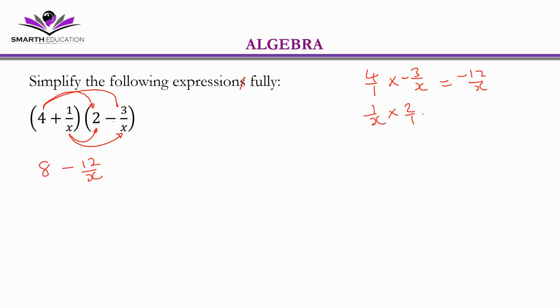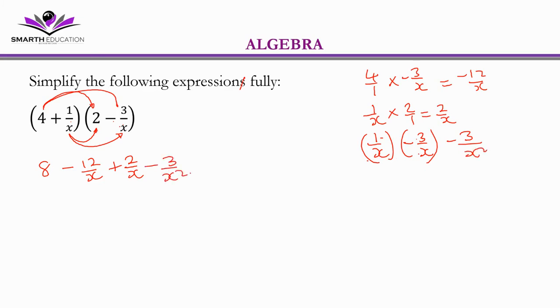1 over x times 2 over 1 is 2 over x. So we have plus 2 over x. And then 1 over x times negative 3 over x. 1 times negative 3, that is negative 3. Then x times x is x squared. So that is negative 3 over x squared.